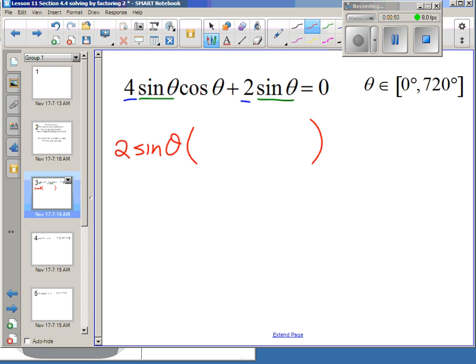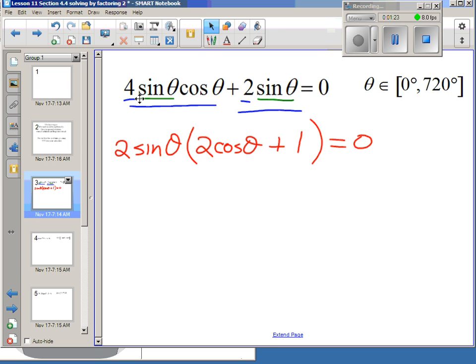When I divide the 2 out of 4, I'm left with a 2 inside. And when I divide out the sine, I'm left with a 2 cosine theta. And then in the back, I have factored out everything, and I'm left with 1. It is always a good idea to check. If I distributed 2 sine theta times 2 cosine theta, it would give me my first term up here of 4 sine theta cosine theta. And if I multiplied 2 sine theta times 1, it would give me my back term of 2 sine theta. So that's my start.